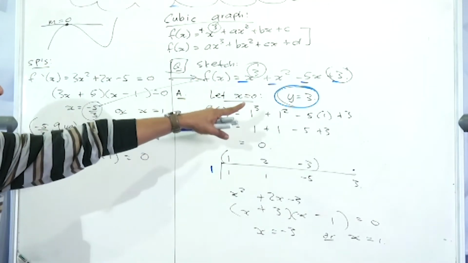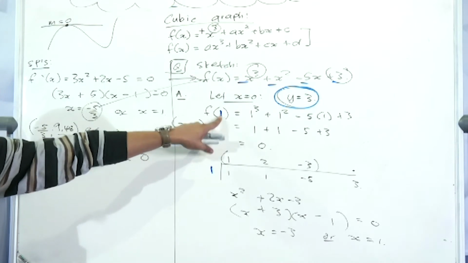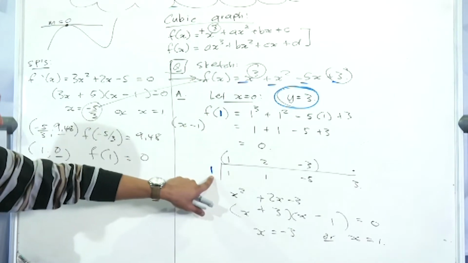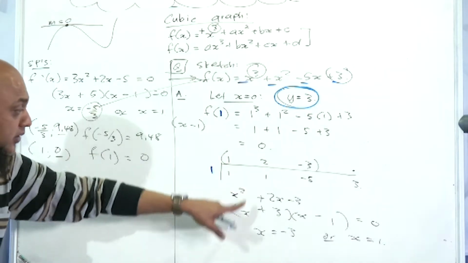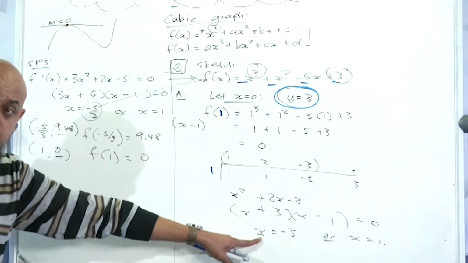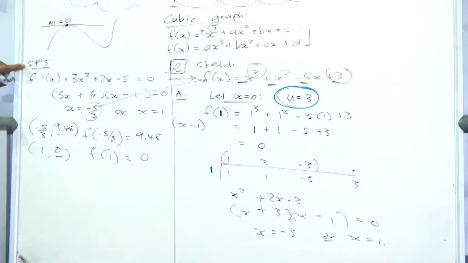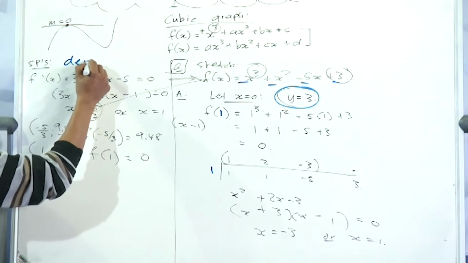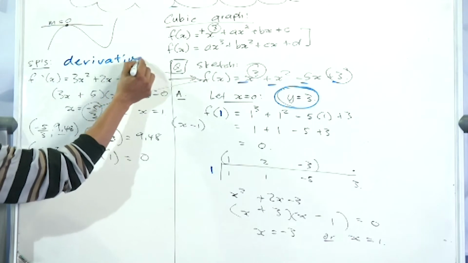Let x equal to 0, solve for y, use factor and remainder theorem to get your first factor, then synthetic division to get your quotient. Take your quotient, factorize it, and you get your two x values, your x intercepts. We then went on to stationary points, and that's where we used the derivative. You always use the derivative for your stationary points.